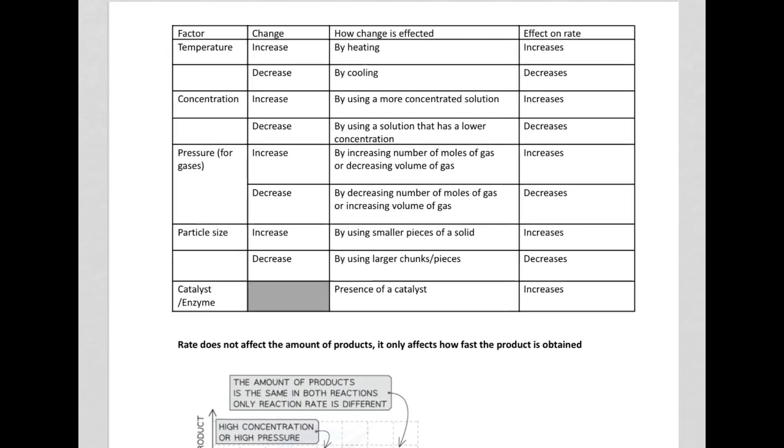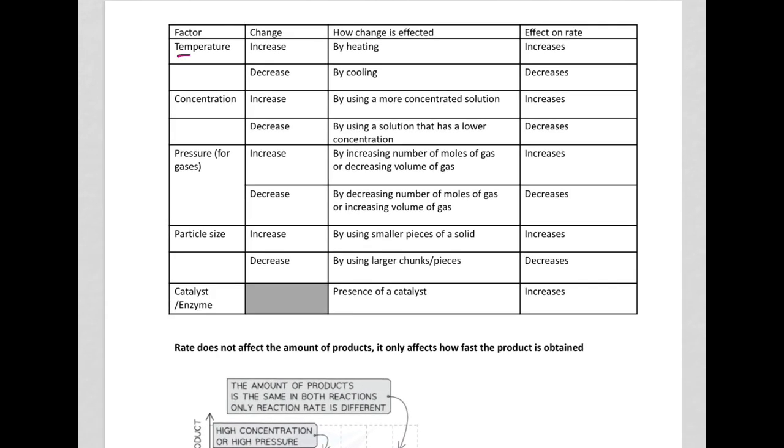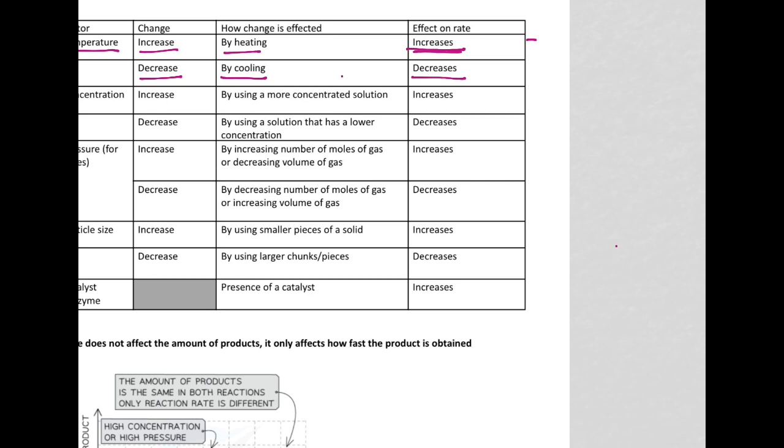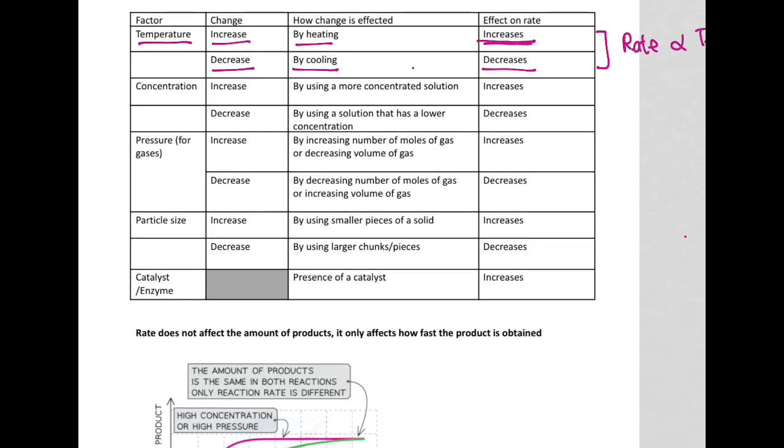So factors. When temperature increases, rate increases. So if you heat, rate increases. If you cool, temperature decreases, rate decreases. So this is a direct relationship. Temperature affects rate directly. I'm going to put it that way rather. So rate is directly affected by temperature. Temperature goes up, rate goes up.